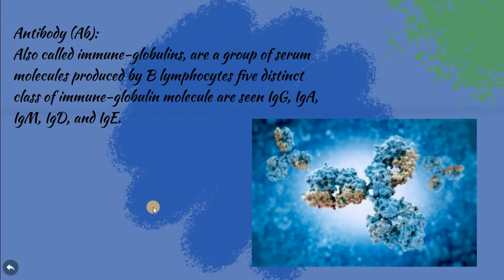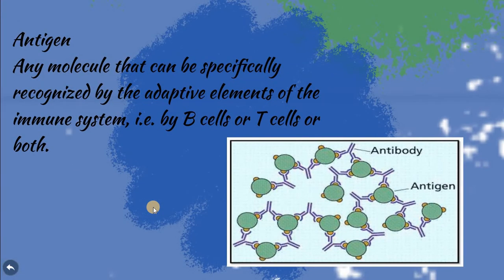Antibodies, also called immunoglobulins, are a group of serum molecules produced by the adaptive immune system by B lymphocytes. And we have 5 different types: IgG, IgA, IgM, IgD, and IgE. They are the defenders of our body, while antigens are the invaders. So any molecules that can be specifically recognized by the antibody or by T cells and B cells are called antigens. They invade, they protect.